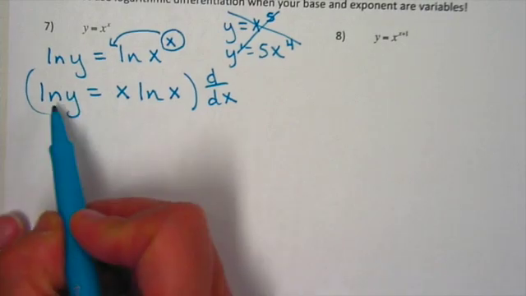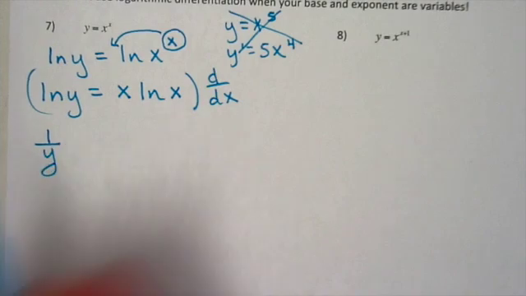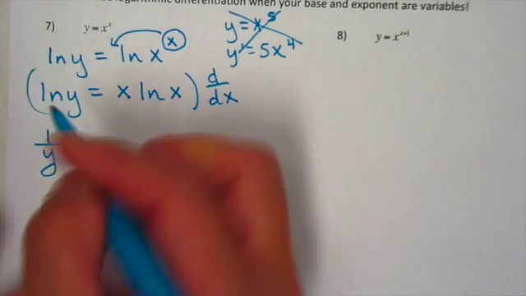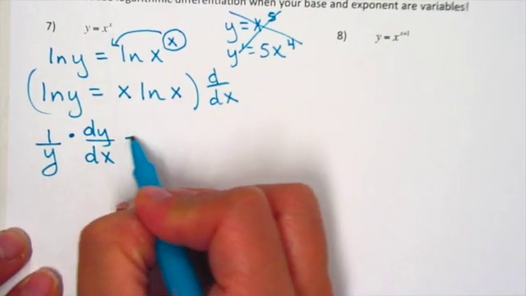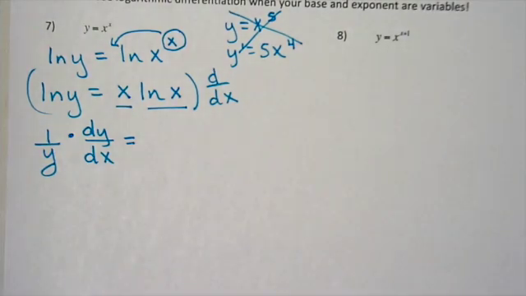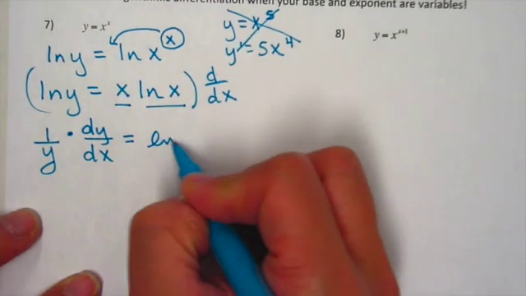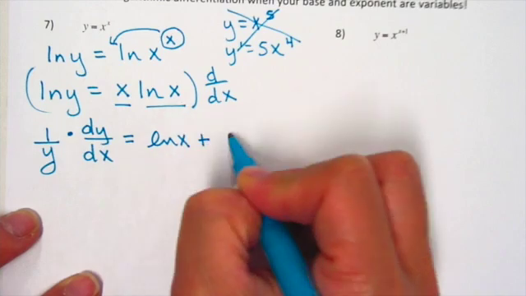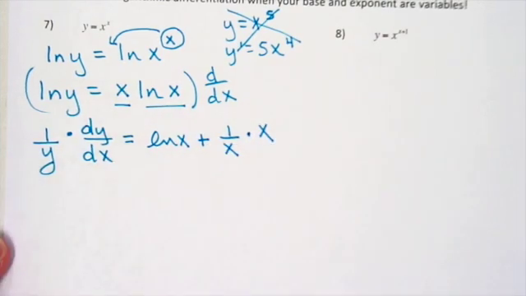So the derivative of natural log of y is, remember, 1 over y. Remember, the derivative of y is not 1. Chain rule times dy dx, or y prime, equals. On the right side, you have two factors that have a variable, x and natural log of x. So you have to use the product rule. So the derivative of the first is 1 times the second plus the derivative of the second is 1 over x times x.